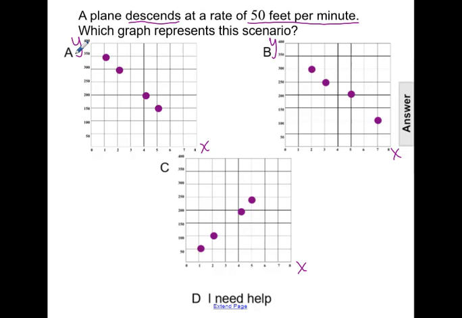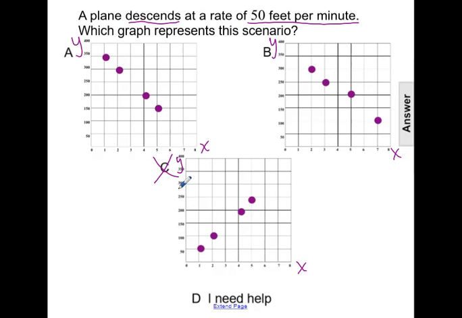The height is decreasing. So this is automatically eliminating the graph for choice C, because as the minutes get higher, it looks like the height is increasing. So that is not going to be an accurate graph for this scenario, because as x increases, we don't want the y values to increase, we want them to be decreasing.